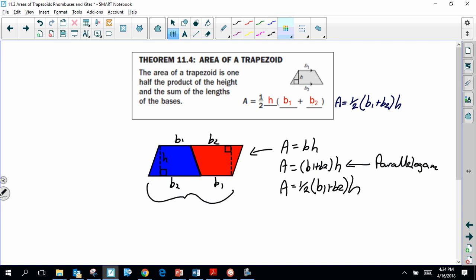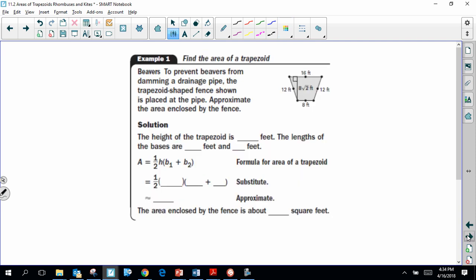That's where the formula came from. It is a derivation of the area of a parallelogram, but essentially it's half of whatever a parallelogram would be if we created a parallelogram out of the trapezoid that we're given. So that's how that equation came about. Now, how do we use it?